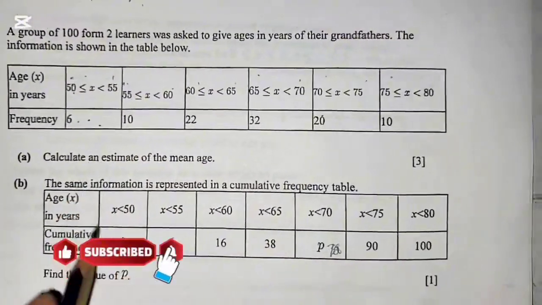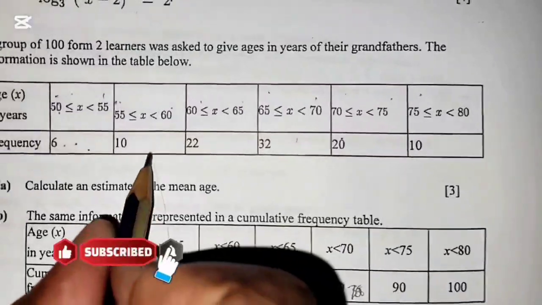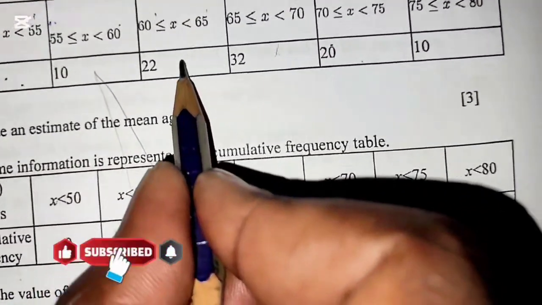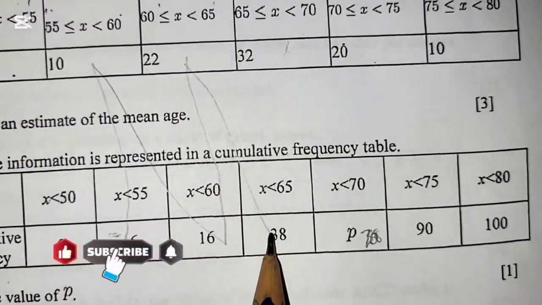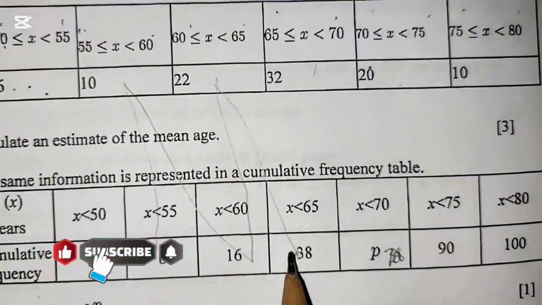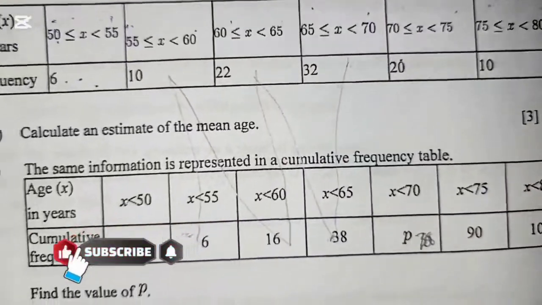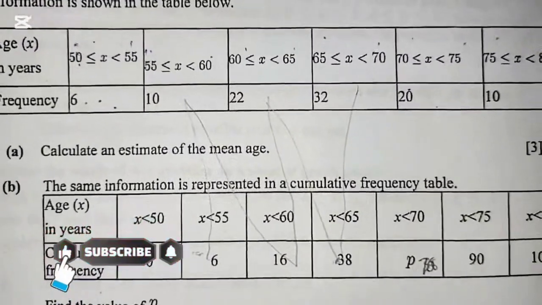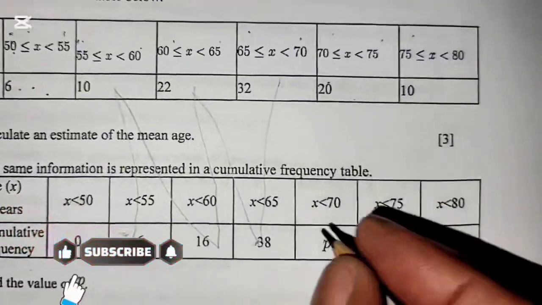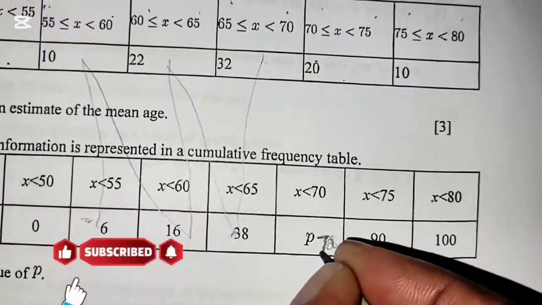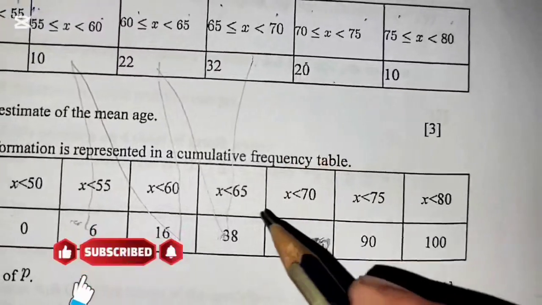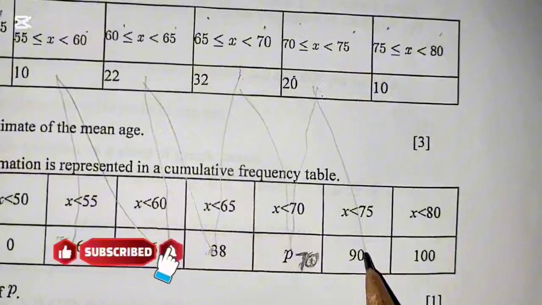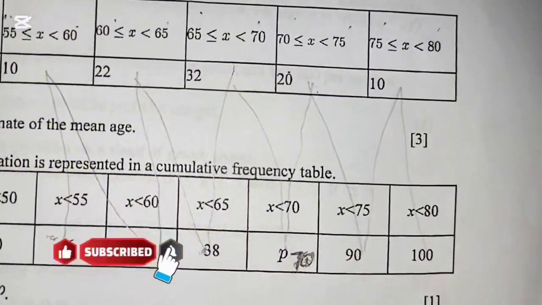Okay, so 0, then there's 6. So 6 plus 10, you see, you get what? 16. 16 plus 22, you get what? 38. So 38 plus 32, get 70. So P right here is what? Is 70, right? So 70 plus 20 is what? 90. 90 plus 10 is 100.